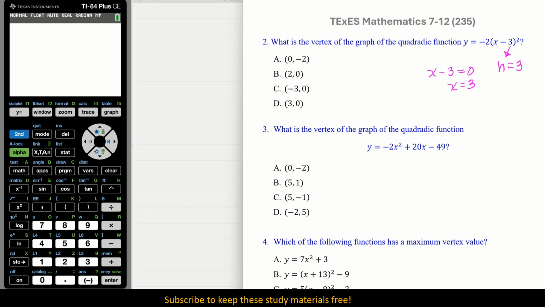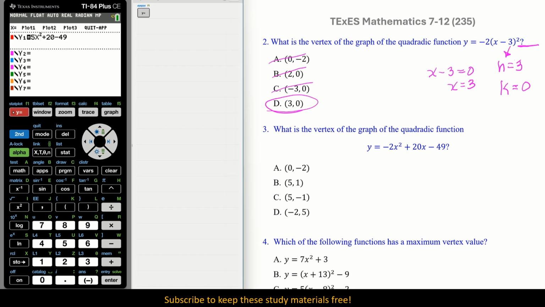Well, we go down, and the only one that matches is D. Well, wait a second. It says 3, 0. Well, as you notice, we do not have that constant K after our square parentheses. That means K isn't there, so it's got to equal 0. Logical. But don't believe it until you see it in your calculator.